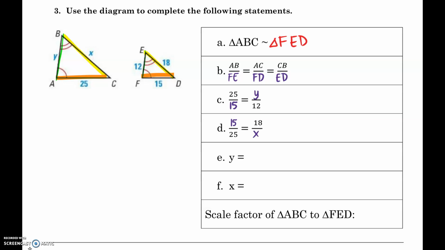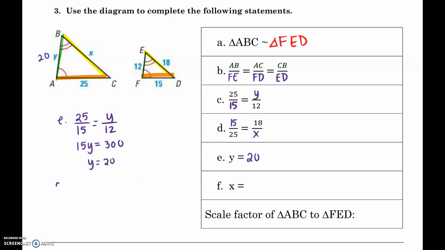So now we want to use our proportion in part C to solve for Y. So for part E here, we have 25 over 15 equals Y over 12. I'm going to cross multiply, I get 15Y equals 300. And then if I divide by 15 on both sides, I get Y equals 20.